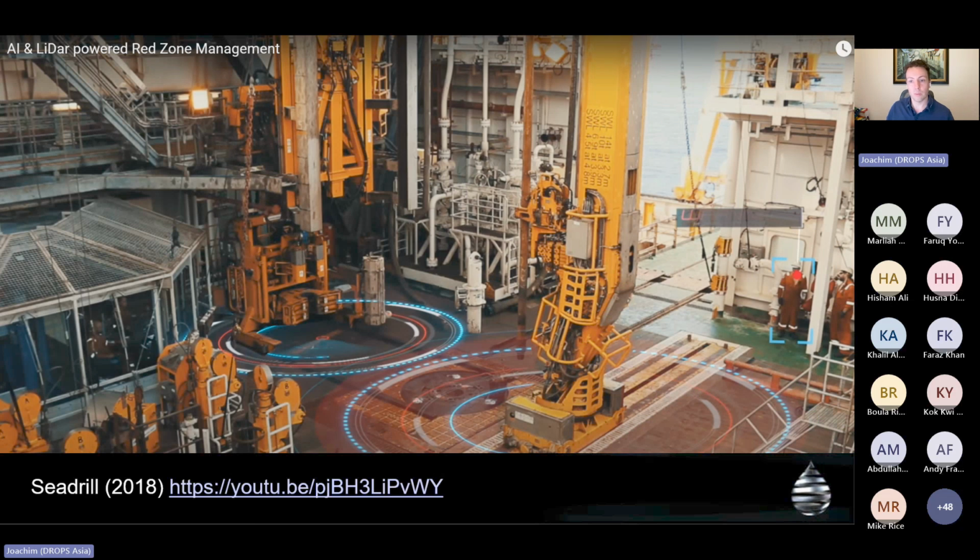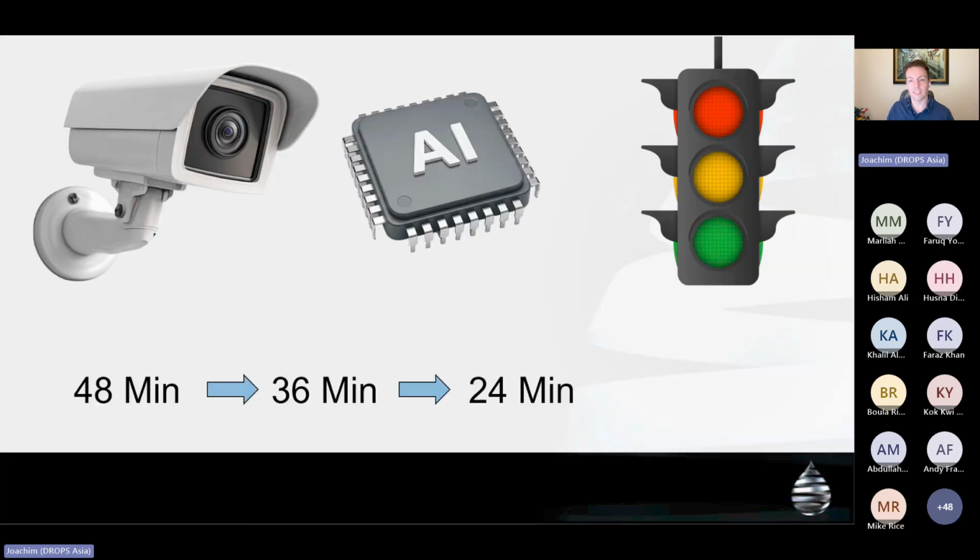So that kind of was the second insight. So the final clue came from a KCA Deutag presentation late 2024 in this forum. They described a simple monitoring setup: a camera connected to an AI processor which controlled a traffic light.